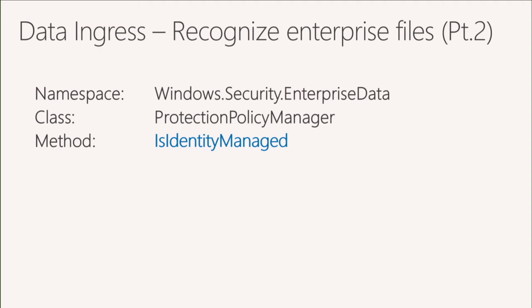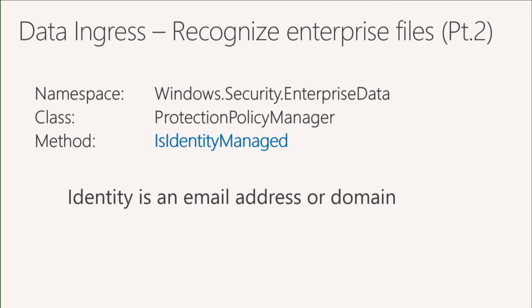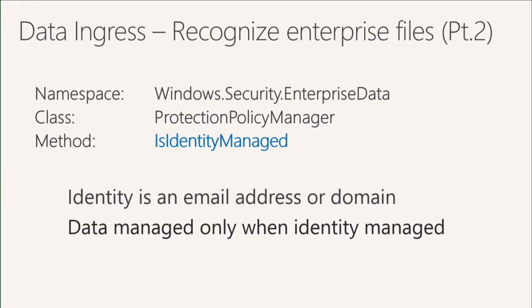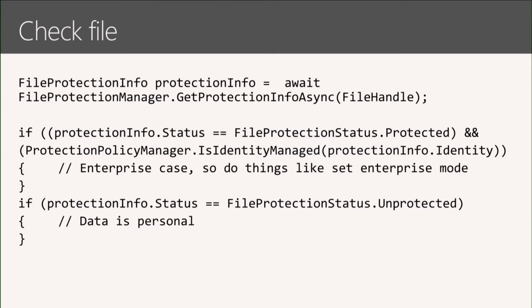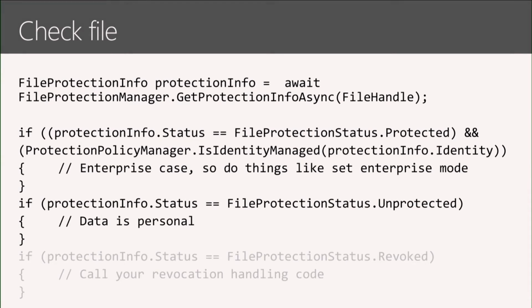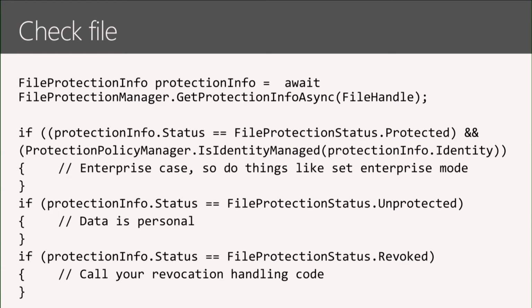But that's not all. It is possible, because we released a feature called Selective Wipe prior to Windows Information Protection, that your data is already protected, but not technically managed. In that case, you want to check that identity string I just got. It's an email address or a domain, and that will tell you if it's managed. If it's managed, that's when you do your Windows Information Protection stuff. And of course, as a good policy, if it's unprotected, you do the personal thing, and if it's revoked, you do your revoke handling, etc.